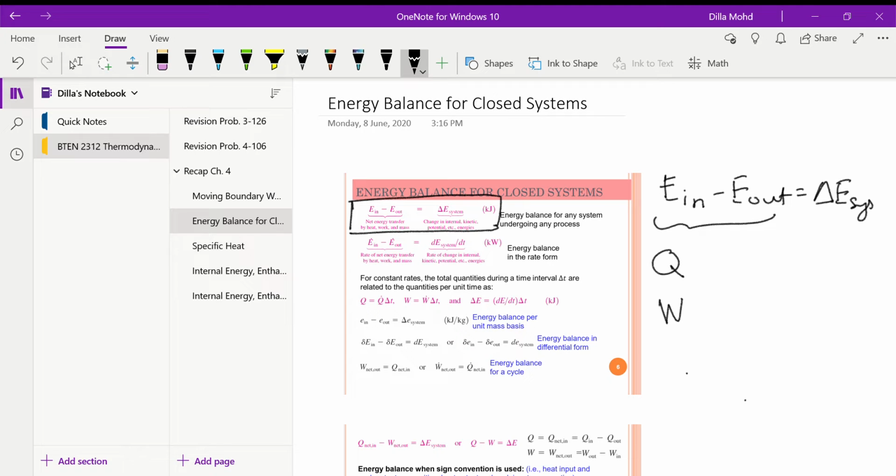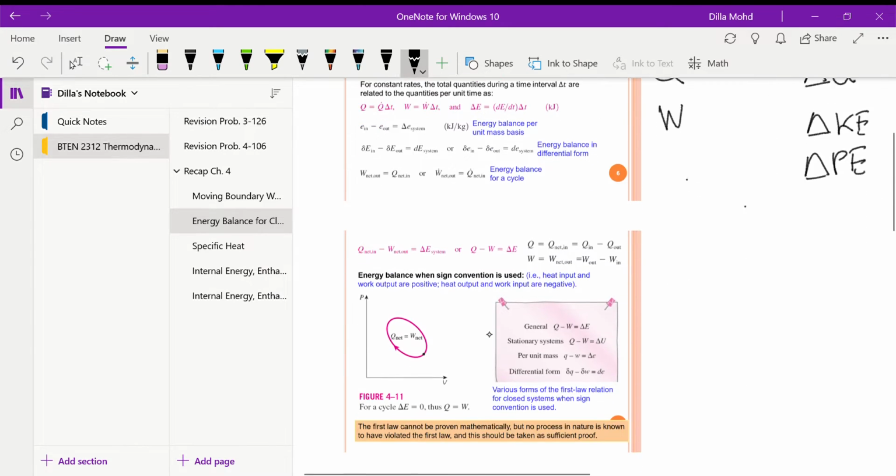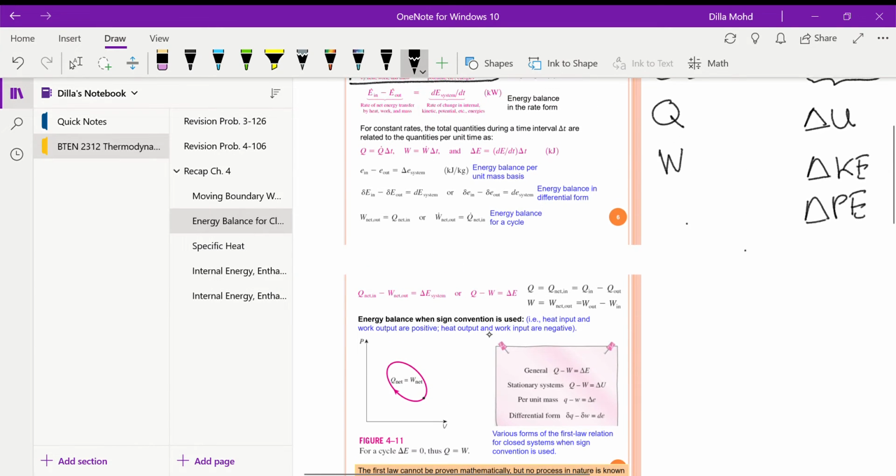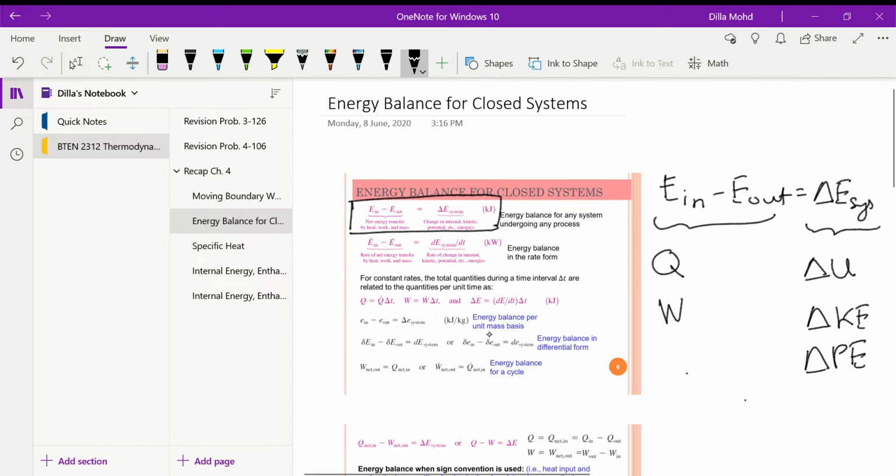And then your delta E system should represent your change in internal energy, change in kinetic energy, and change in potential energy. I'm not going to go all over the slides again because this is just a recap, but I believe on the notes that we have discussed before, you should know what it is.